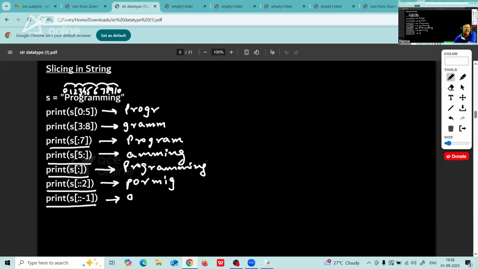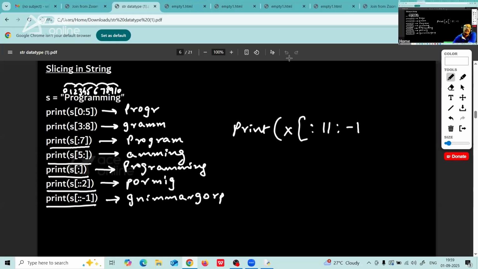The answer will be GNIMMARGORP, programming in reverse. Okay, now print X, colon 11 colon minus 1. Okay, this is what he's asking.